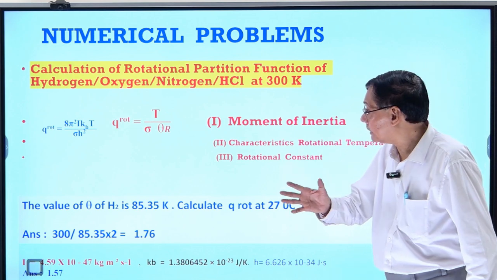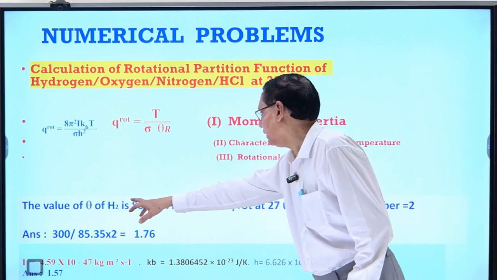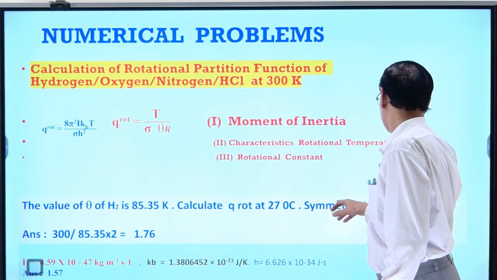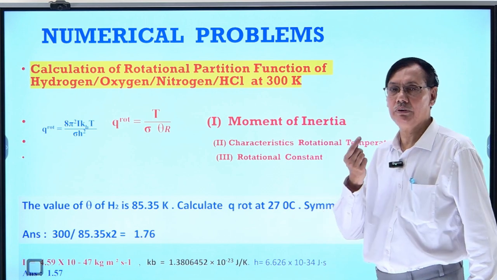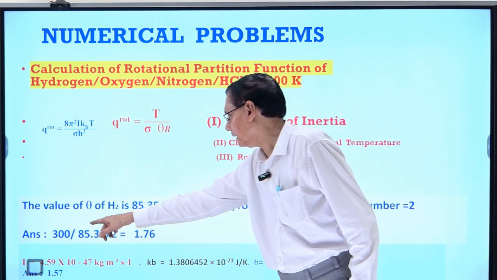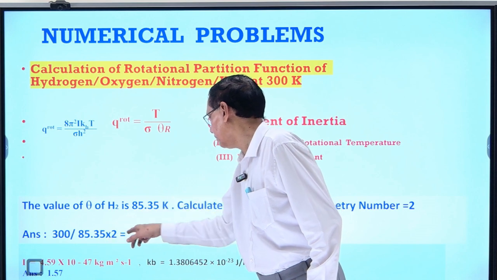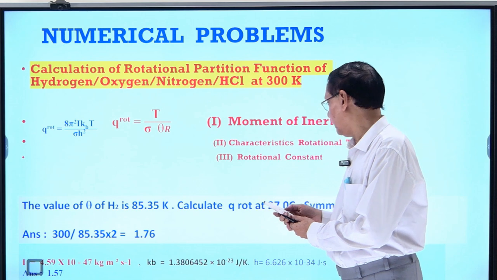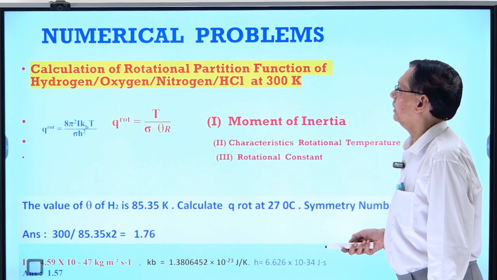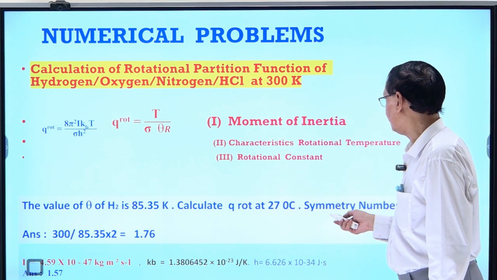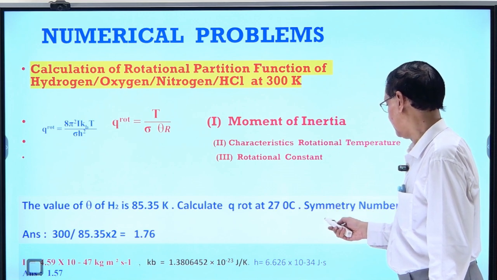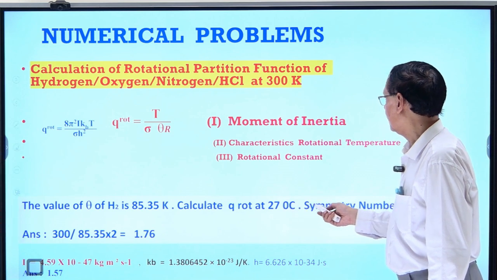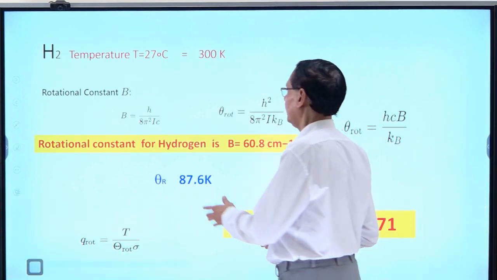But for competitive examinations, they will give only the value of the characteristic rotational temperature, and of course the symmetry number is 2. So it will take less than 1 minute: 300 divided by 2 into 85.35 is equal to 1.76. Similarly, if you understand spectroscopy, there is a term called the rotational constant. So you can also calculate the rotational constant, which is also very important.